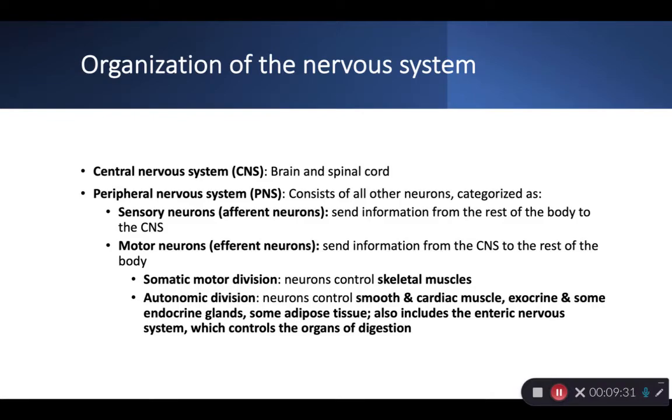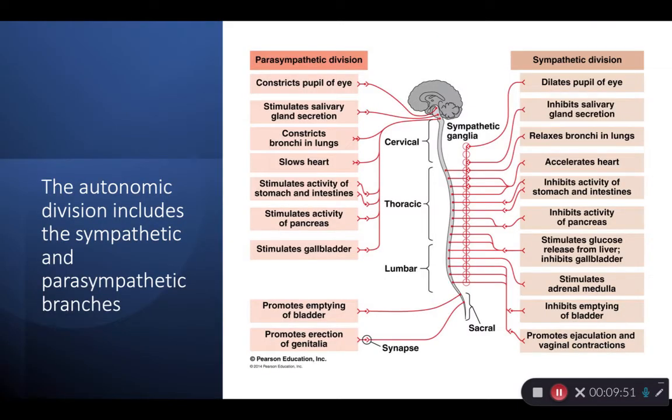And then there's also an entire branch of the nervous system called the enteric nervous system, which is going to control the organs of digestion. So we're not even really going to get into that in this course, but you have this entire additional set of neurons that controls your digestion that's very complicated, but that's under the autonomic division. Okay. So then further, the autonomic division can be divided up into two major branches.